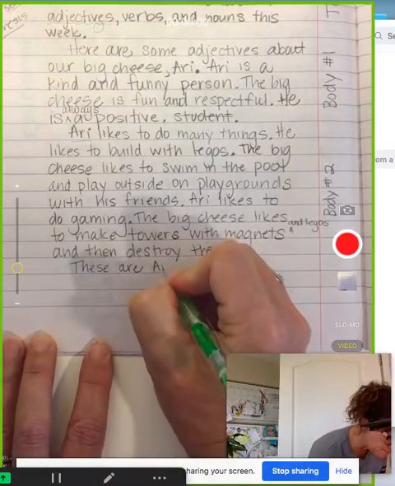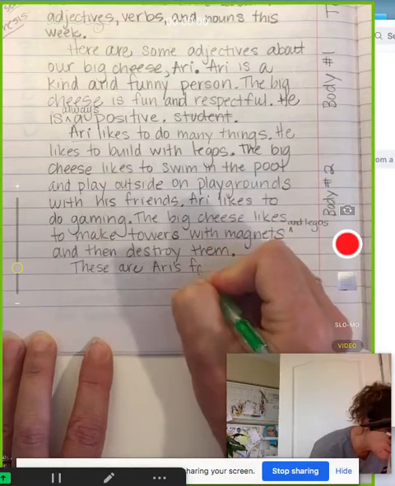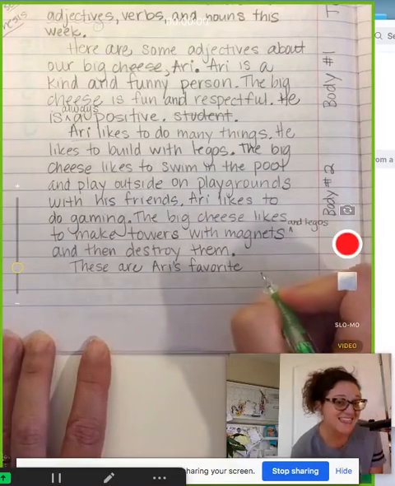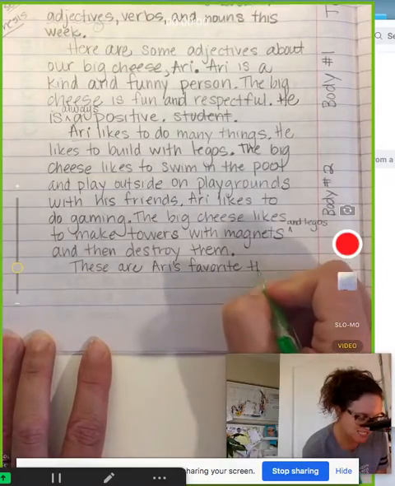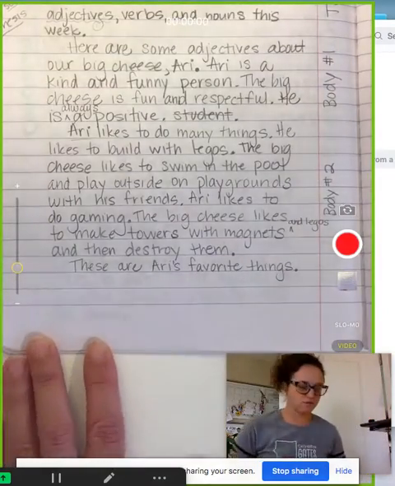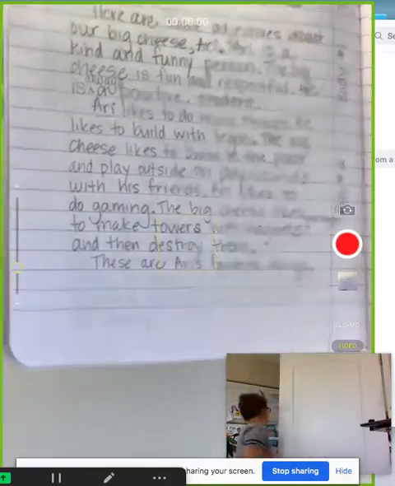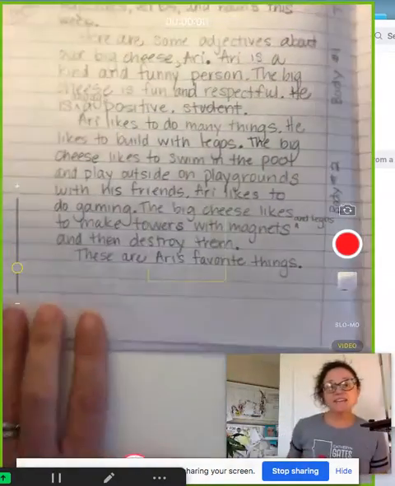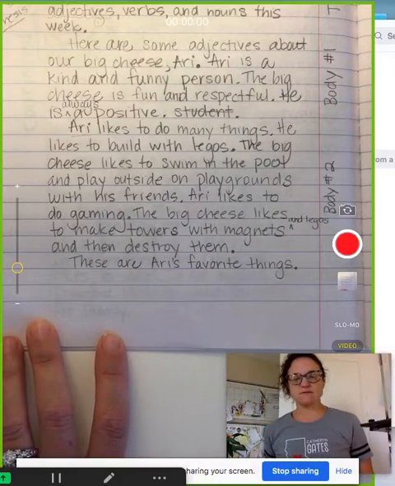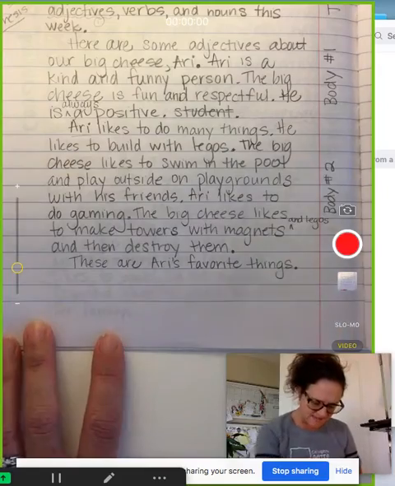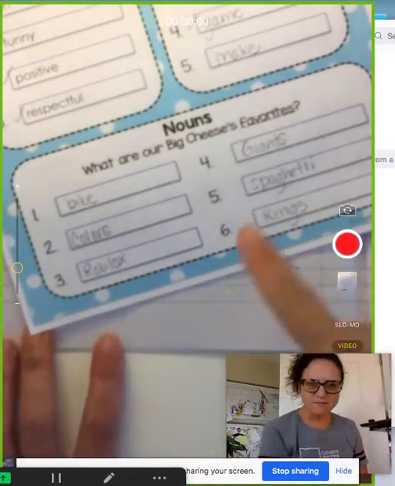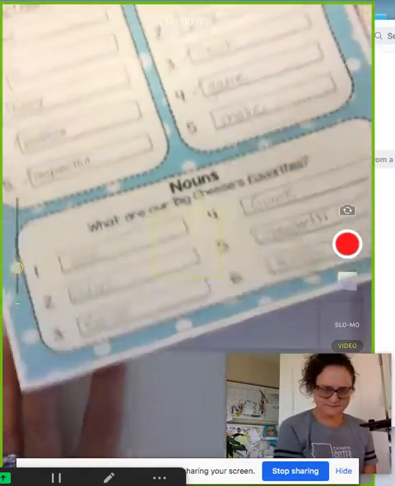These are Ari's favorite, I'm going to say things instead of nouns, but that's just me. You can choose. Doesn't have to be exactly like mine, but you have to have a topic sentence introducing nouns. And nouns are people, places, and things. And all of these things, all of the nouns on Ari's list are things, right? We don't have any people or places. Okay.